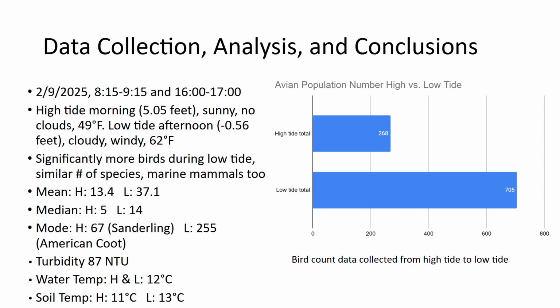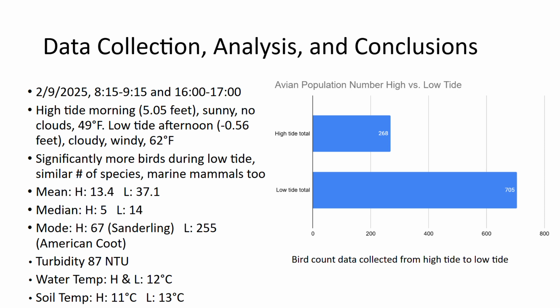In the afternoon, our low tide was a negative 0.56 feet. It was a really great low tide, which allowed me to walk much farther out onto the mud to get some samples. But it was cloudy and much windier, although it was warmer at 62 degrees Fahrenheit.